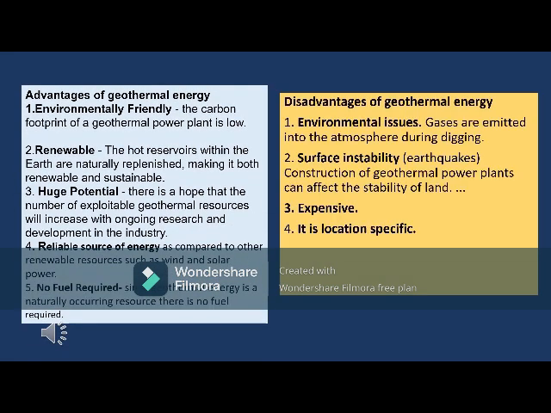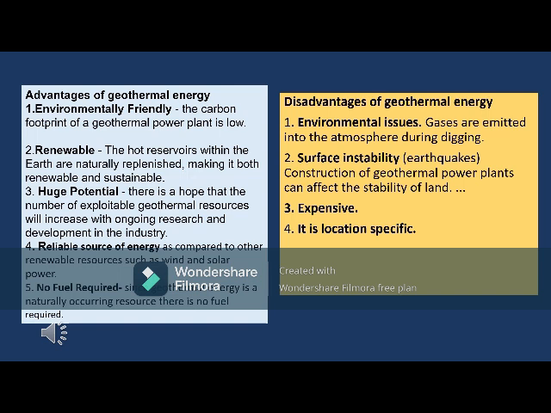Number one, environmentally friendly. The carbon footprint of a geothermal power plant is really very minimal. Number two, it is considered renewable because the hot water reservoirs within the center of the earth are naturally replenished, making it both renewable and sustainable.